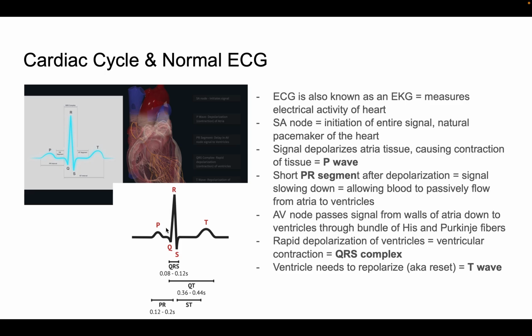And then the QRS complex is when the signal travels down through the bundle of His and the Purkinje fibers, causing the ventricles to contract. And then finally, the ventricles repolarize, resetting the heart, which is seen as the T wave right here.